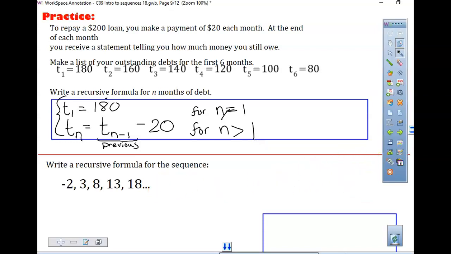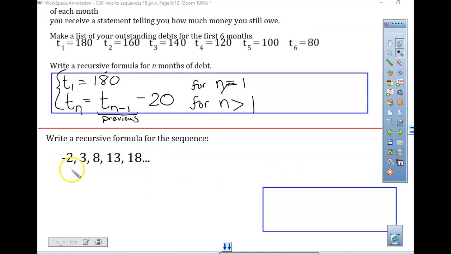So they ask us to write a recursive formula for this one: -2, 3, 8, 13, 18.